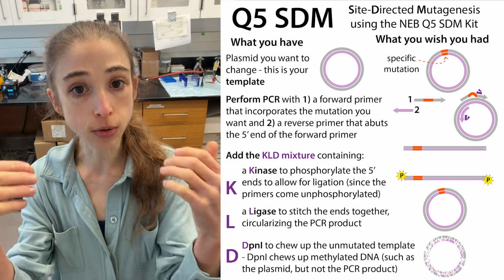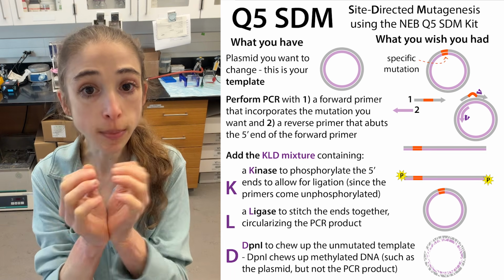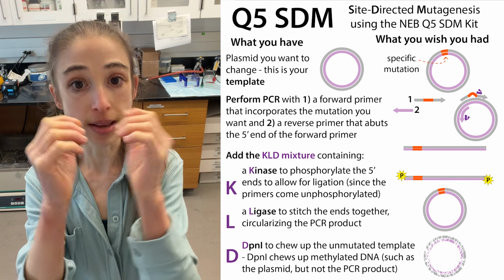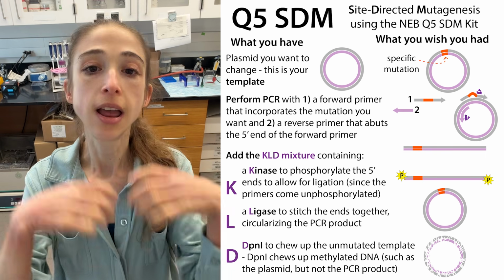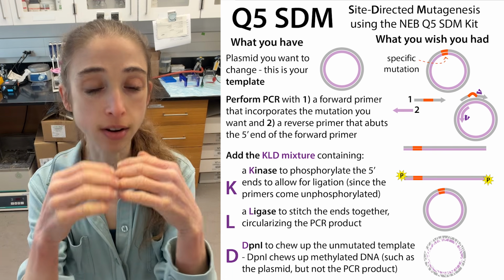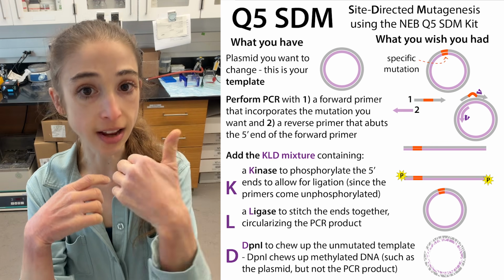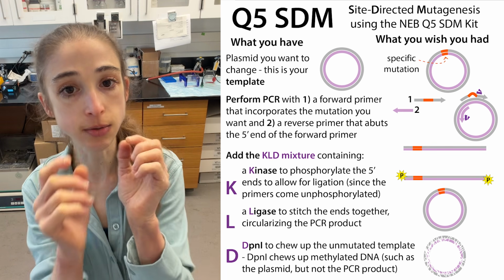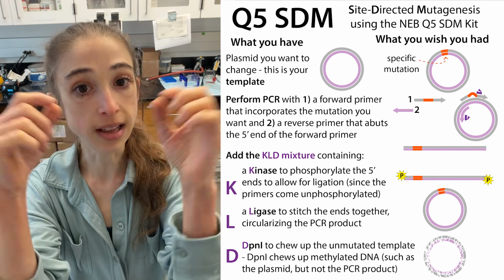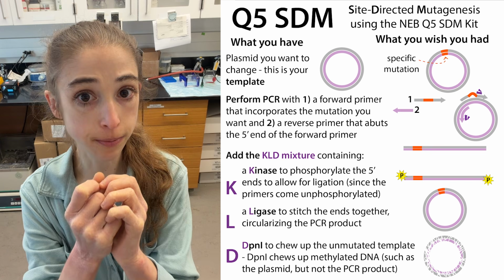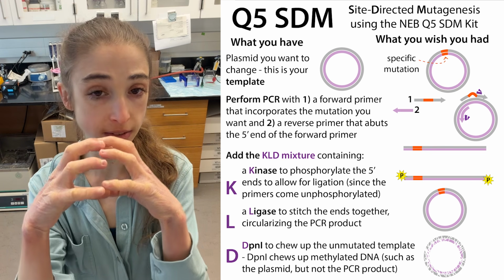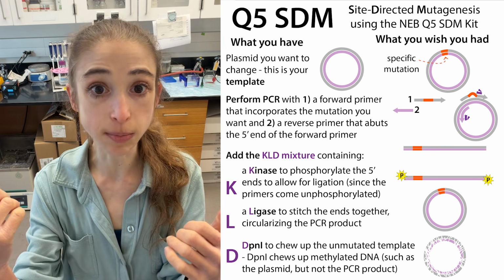And so after you do your PCR and you make lots and lots of copies of the plasmid, now containing the mutation, you're going to need to stitch them together. You add this KLD mixture, that contains the kinase, which phosphorylates the ends so that the ligase can stitch them together. Great, now we've got this circular piece of DNA. So why do we need that D for?